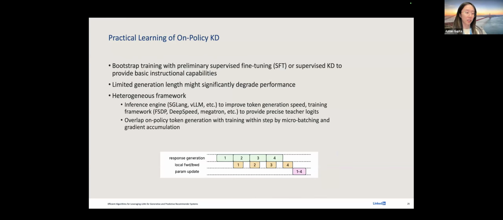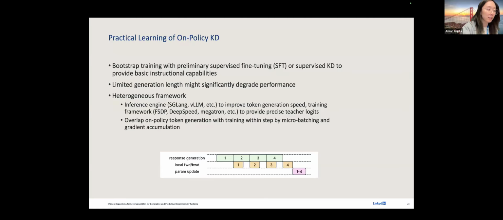And we would also like to share a little bit of our practical learning of doing on-policy distillation. First of all, it's always good to start by doing a preliminary SFT or supervised KD before doing the on-policy distillation round. This is mainly for bootstrapping the student model with some basic instructional capabilities. Otherwise, if you just start the student model as a pre-trained model, then the initial training steps, where the student model might generate extremely poor responses, will be inefficient.